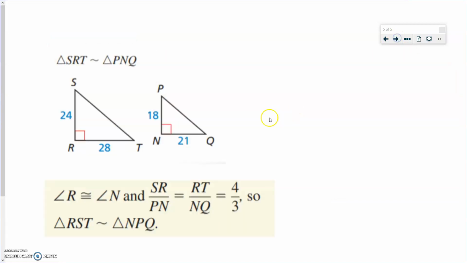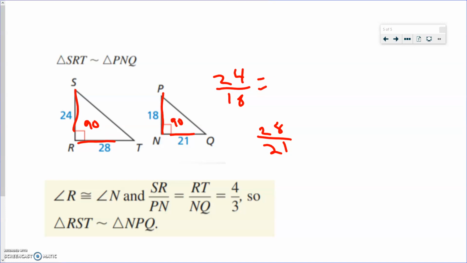Let's look at an example, and we're going to do this one together. We have triangle SRT and triangle NPQ. We know that both of these right here are 90. R and N are congruent, so that's done. We have our angle. Now we want to look at the sides. SR is 24 over 18, which is PN, and then RT is 28 over 21.